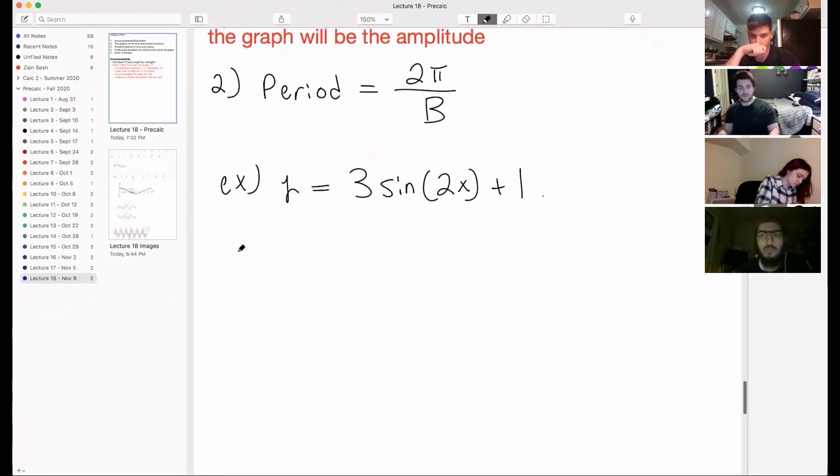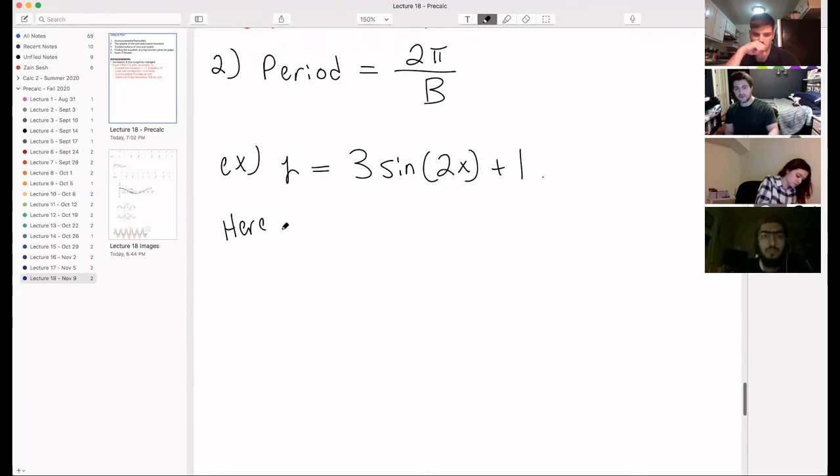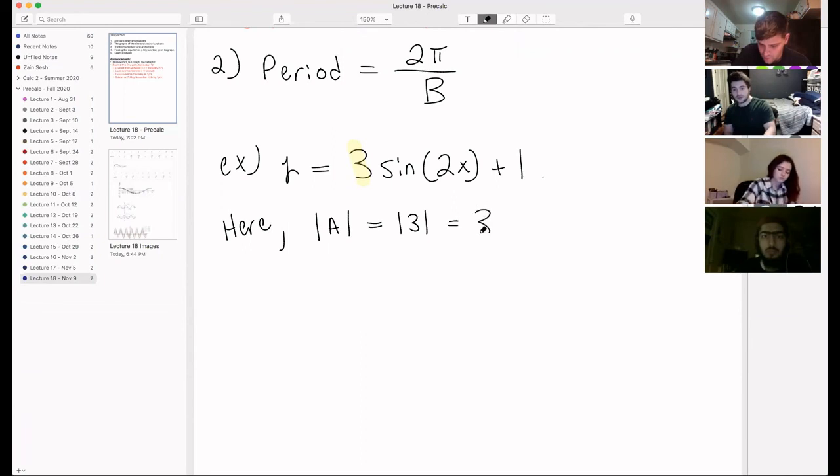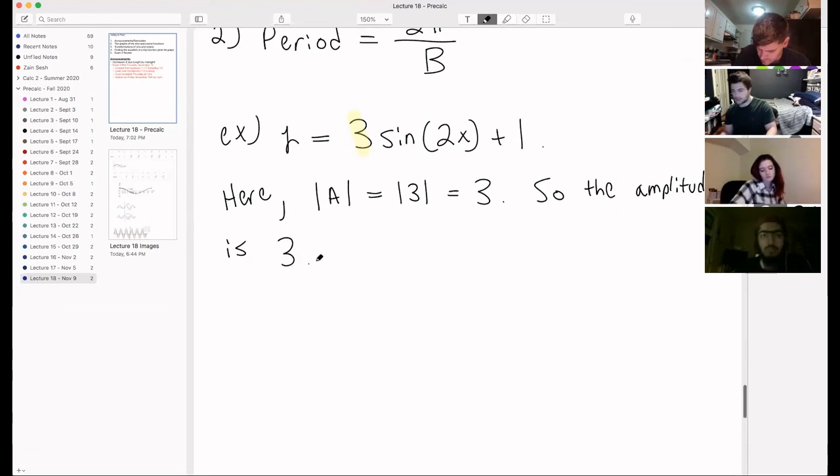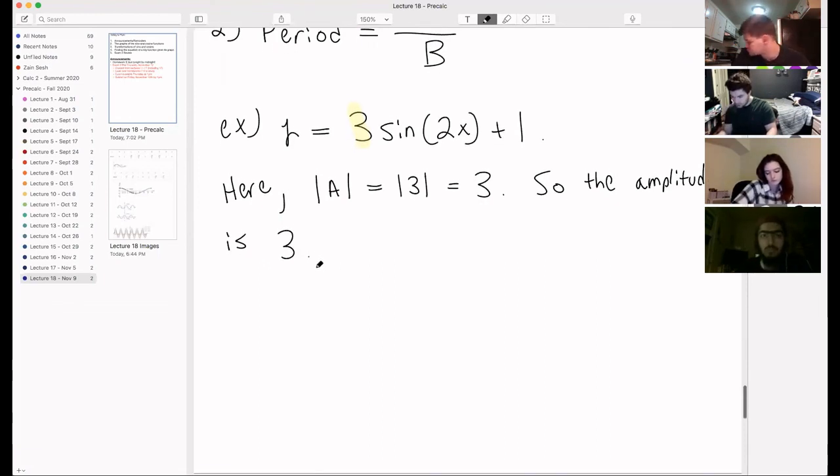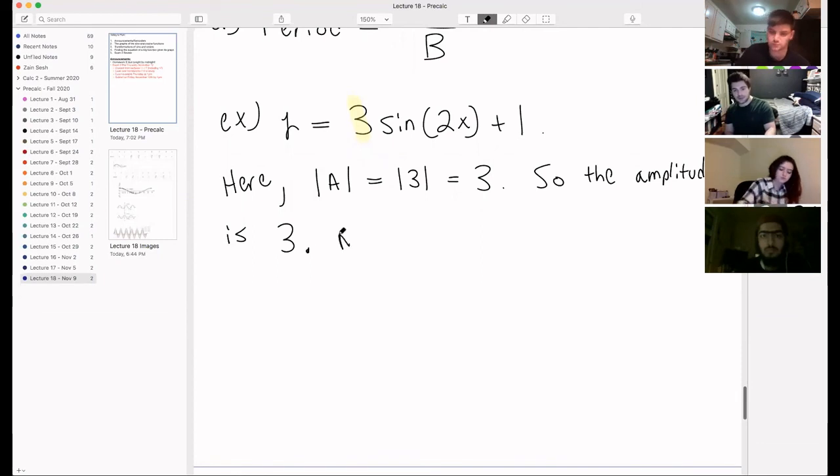Very good. Let's go through it in order, A, B, C, and D. Here, the absolute value of A is the absolute value of 3. A is this coefficient, which is 3. So the amplitude is 3. Good. Next, what is our B value? B is the coefficient of the input x. It's 2.